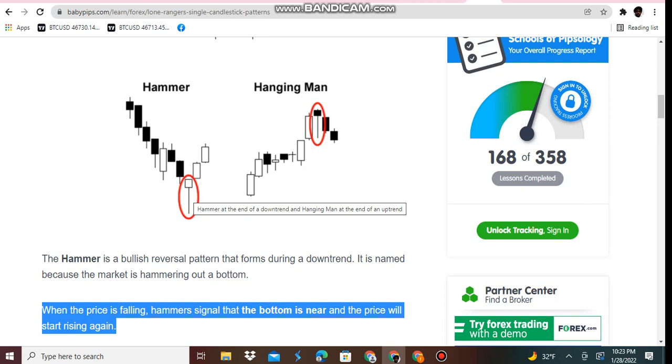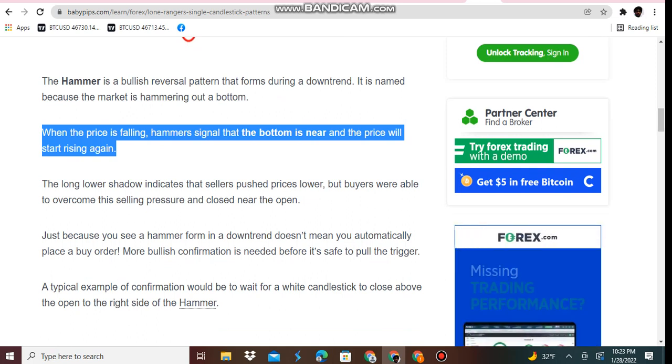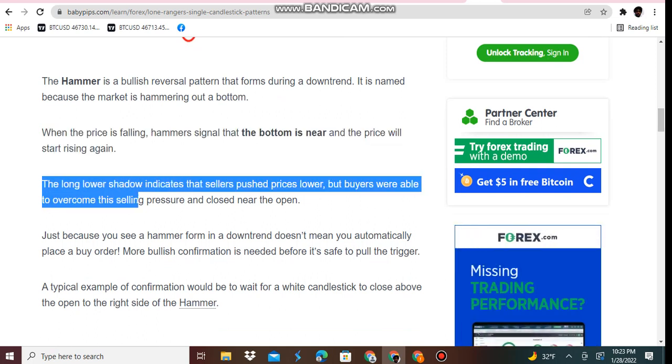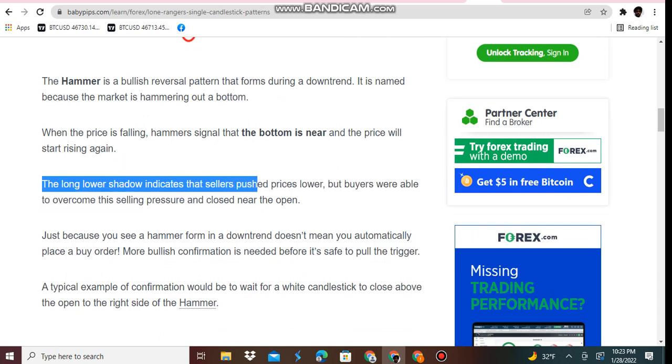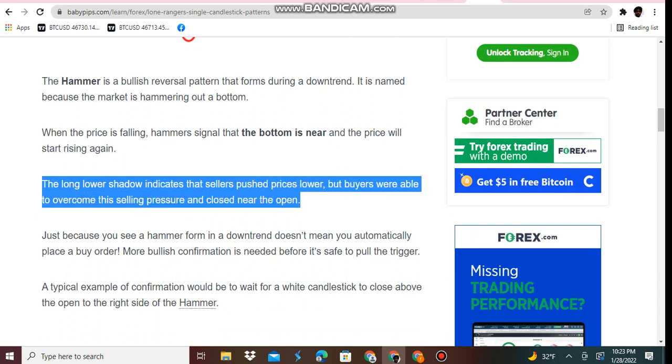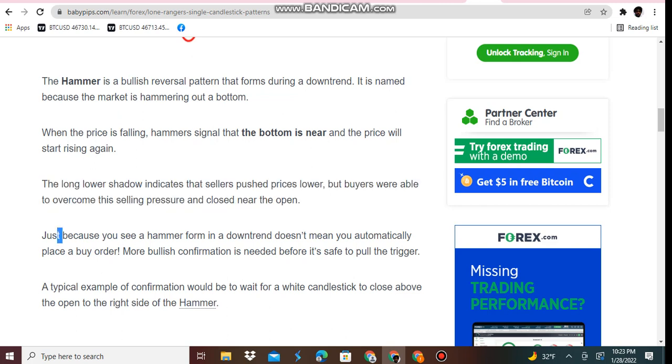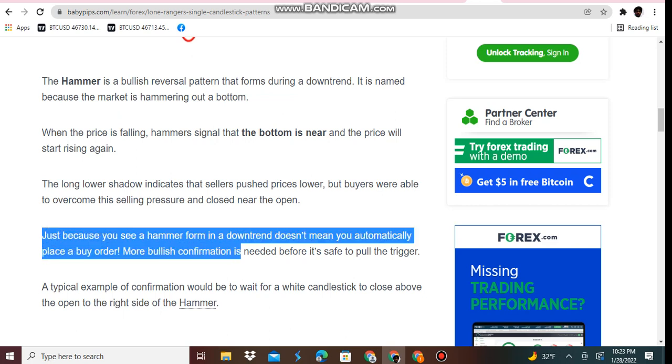As you see this hammer candlestick pattern, it's going to be yellow for us, and now you can see prices rising up again. I just want y'all to be able to recognize that in the market. It has a long shadow or wick that indicates that sellers tried to push price lower, but buyers were able to overcome this selling pressure and close near the opening. So when you see a hammer pattern at the end of a downtrend, it doesn't mean automatically place a buy order. We need more bullish yellow candlestick formations before it's safe to pull the trigger.